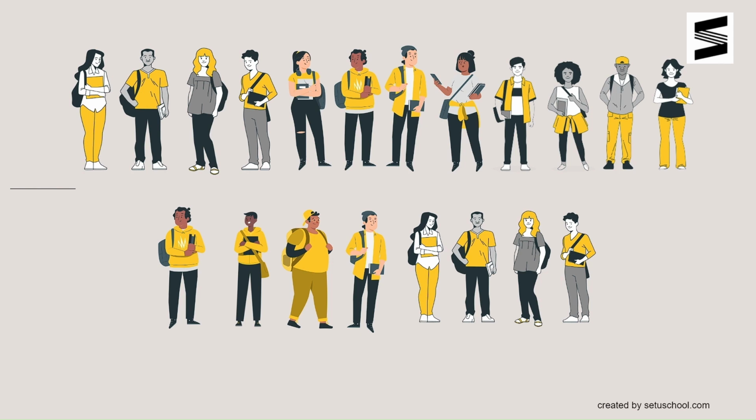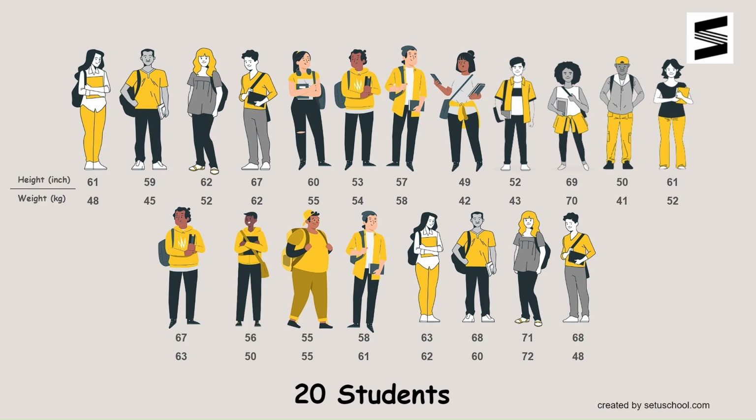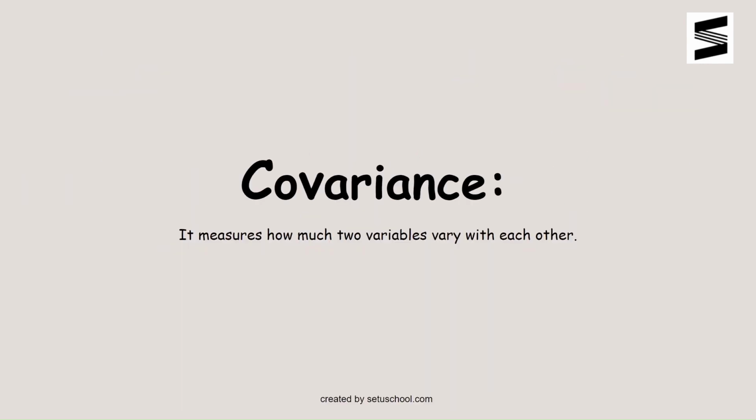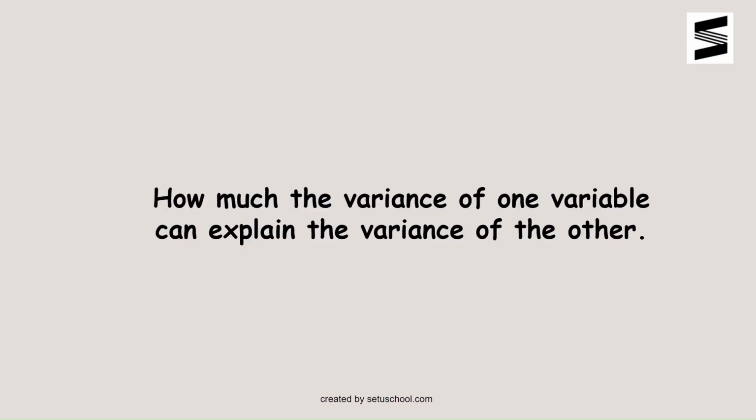Now, how can you actually quantify if the weight of the children is changing with the height of those children? If it is changing, then how does the change happen and how much is it actually changing? Now we have 20 children here and we have to quantify how much their weight changes with their height. For this, we introduce covariance. The covariance gives us a measure of how much two variables vary with each other. In statistical terms, how much the variance of one variable explains the variance of the other one.